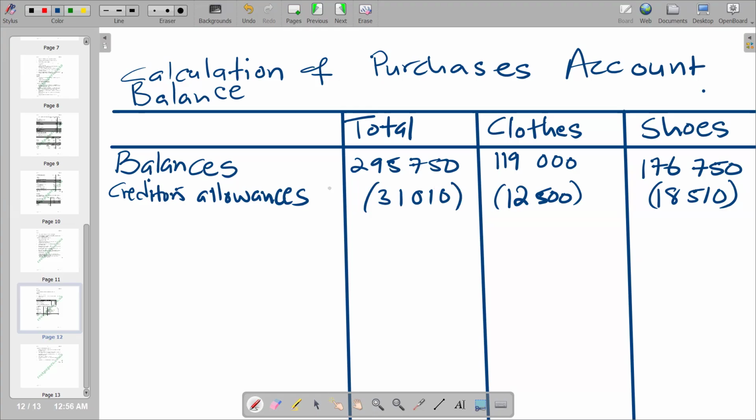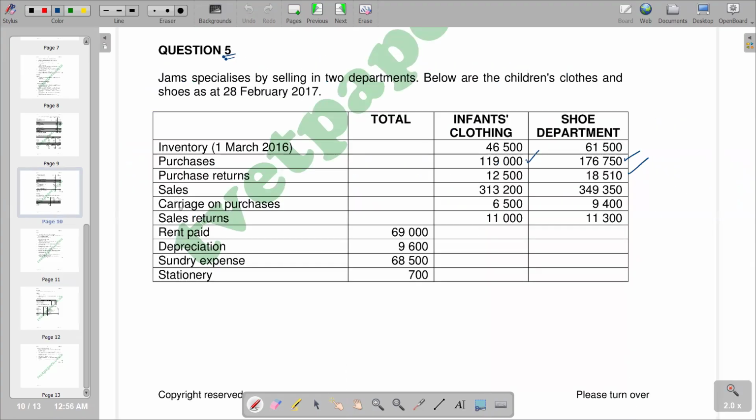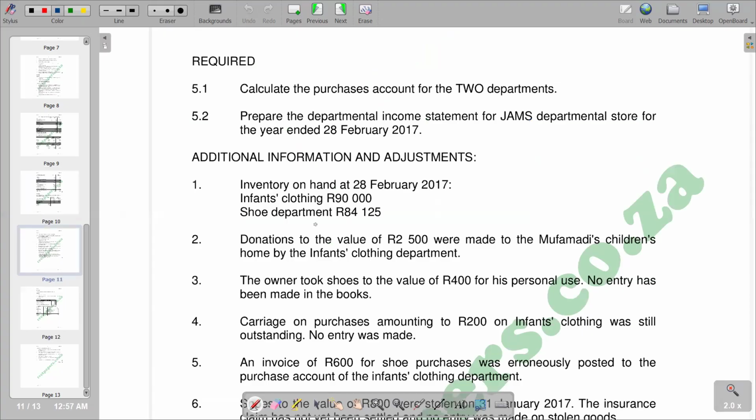Then in terms of our creditors allowance, we try to see again any adjustments that are supposed to affect our purchases. That is what we have in the figures given at the beginning of the question. So we go to the additional information, item 2. Donations to the value of 2,500 rands were made to the Muhammadis Children's Home by the Infants Clothing Department.